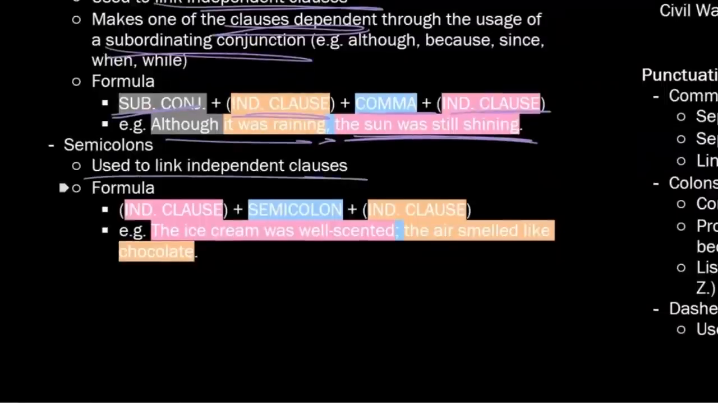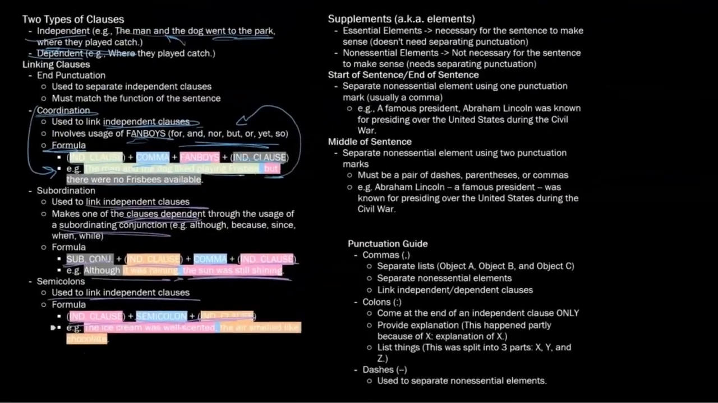Lastly, we got our semicolons here we're going to use to link independent clauses again. Semicolons are the easiest one. You just have to have an independent clause, then a semicolon, then a space, and then an independent clause. So ice cream was well scented, semicolon, the air smelled like chocolate.